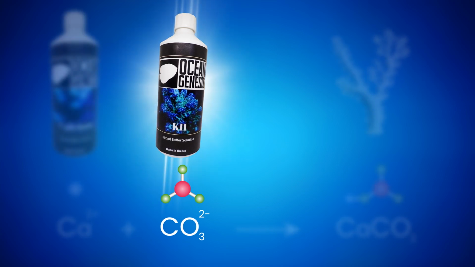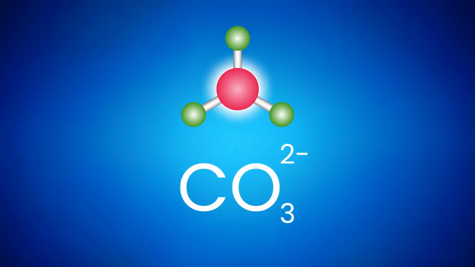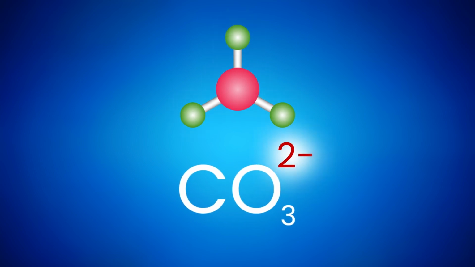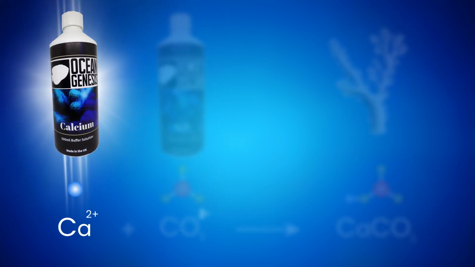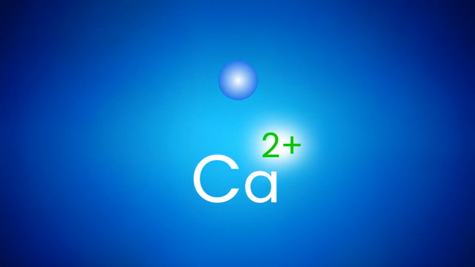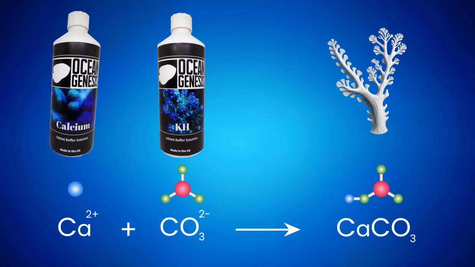Our KH solution provides the carbonate molecule to your tank. Carbonate is composed of 1 carbon and 3 oxygen atoms and has a -2 charge, which drives the formation of the molecules. Our calcium solution provides the calcium ion, which has a +2 charge. The charge of these two reactants creates a strong attraction and forms calcium carbonate.